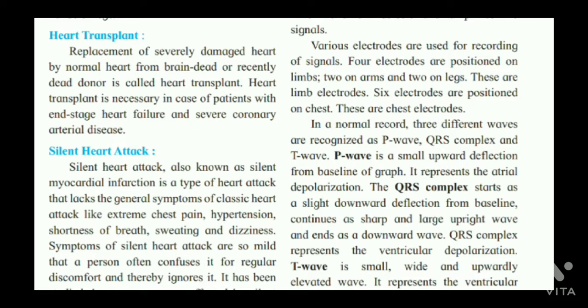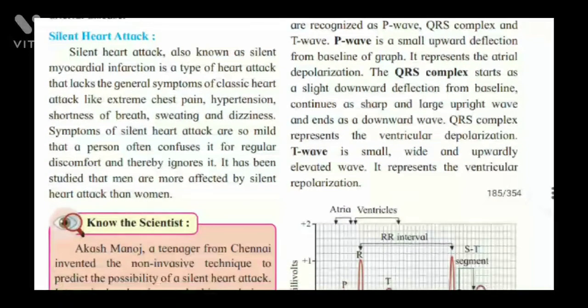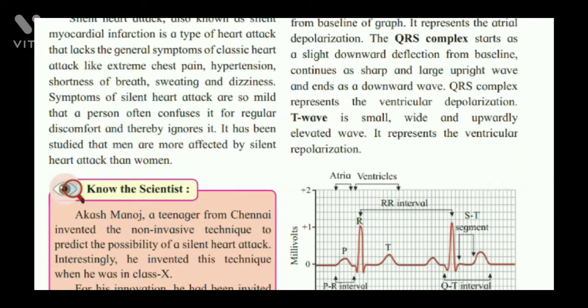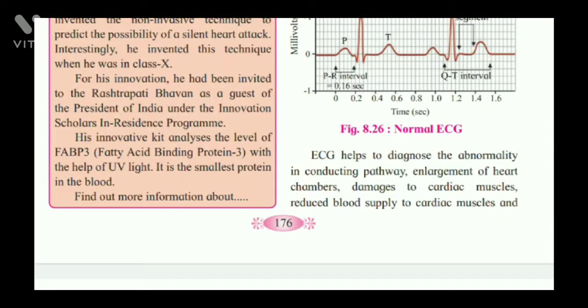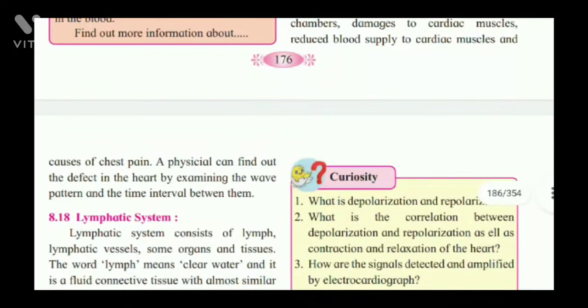Very important, P wave represents atrial depolarization. The QRS complex starts as a slightly downward deflection from baseline, continues as a sharp and large upright wave and ends as a downward wave. QRS complex represents the ventricular depolarization. Then we have the T wave. T wave is a small, wide and upwardly elevated wave. It represents ventricular repolarization. ECG helps to diagnose abnormality in the conducting pathway, enlargement of heart chambers, damage to cardiac muscles, reduced blood supply to cardiac muscles, and causes of chest pain.